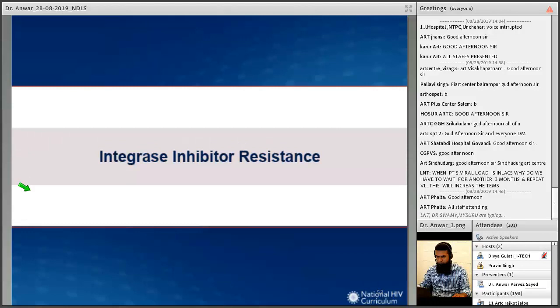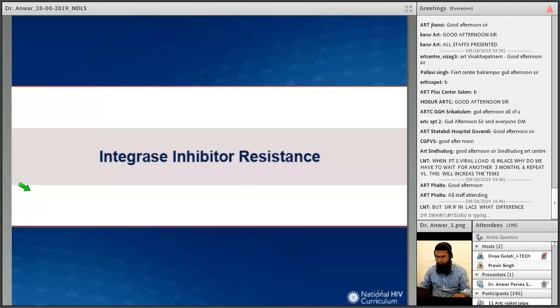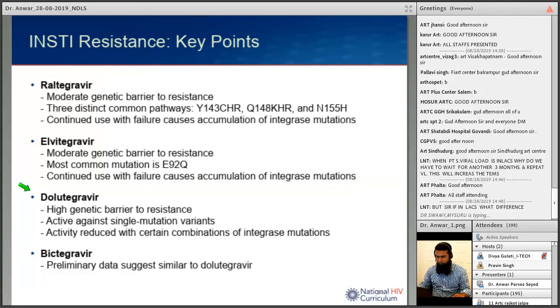That is why we are not waiting for a longer duration of time. If you repeat the viral load after 6 months, this is again a big time for allowing the virus to multiply even in the presence of mutations, which will cause more accumulation of TAMs. So that is the main reason why we repeat the viral load after 3 months, which I think is a good enough time for a repeat viral load, in which we also work on the adherence of the patients as well.